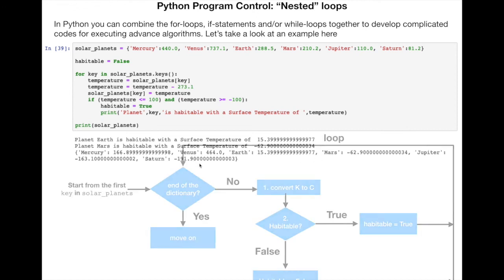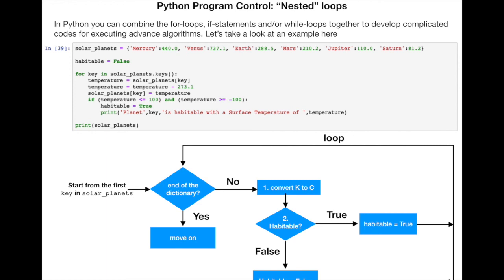All right, so this is a nested loop, which is slightly more complicated, but you can see from the pseudocode how this nested for loop works. Start from the first key in solar planets, which is Mercury. Is it the end of the dictionary? Of course not, it's the first one. So we convert the temperature from Kelvin to Celsius, and then we decide whether it's habitable or not. If it's habitable, we change the habitable variable to True, otherwise we change it to False. Either way, you move on to the next one.